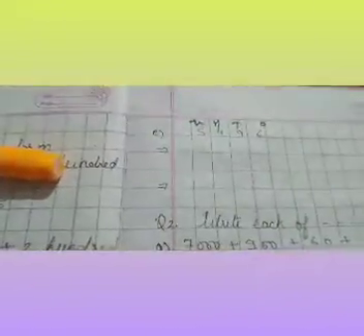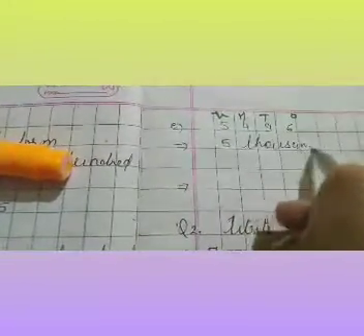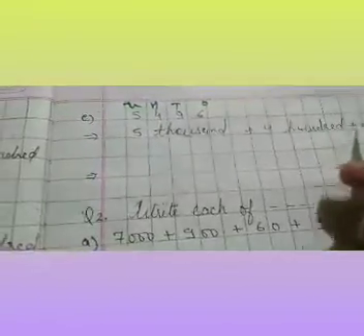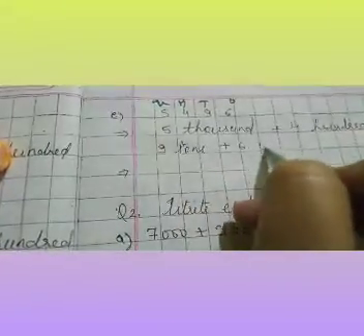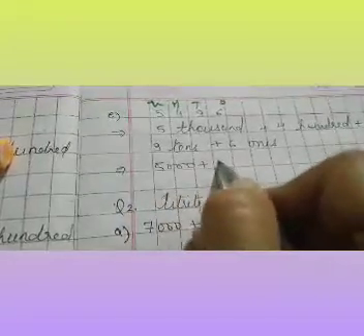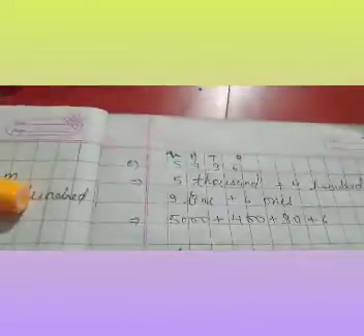Now leave one line and copy down part E number. We write ones, tens, 100 and 1000. So 5 is at the 1000 place, plus 4 is at the 100 place, plus 9 is at the tens place, plus 6 is at the ones place. So we write 5000 plus 400 plus 90 plus 6. Okay. Note down in your classwork copy in a very neat and clean handwriting.